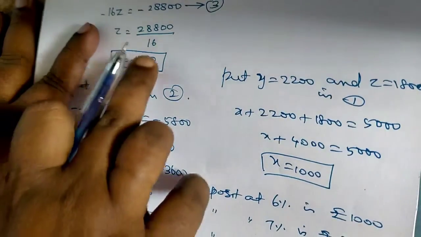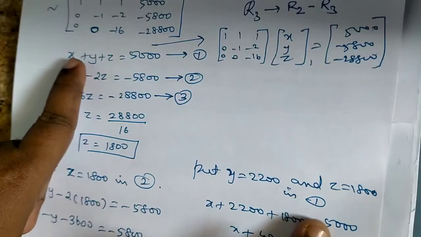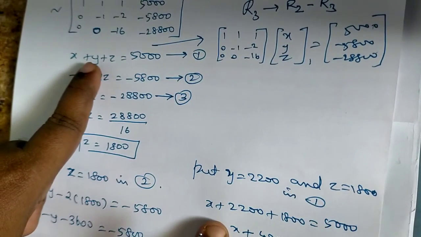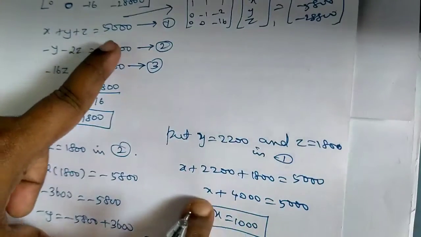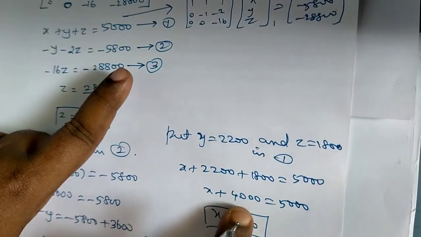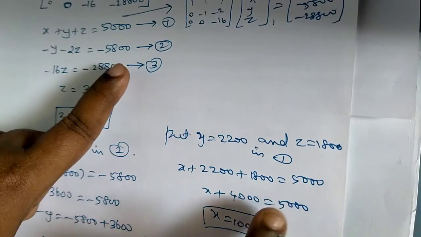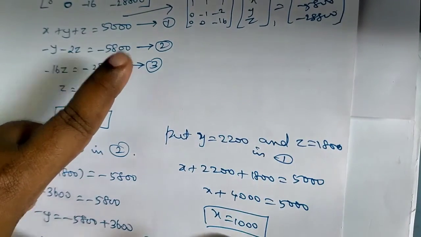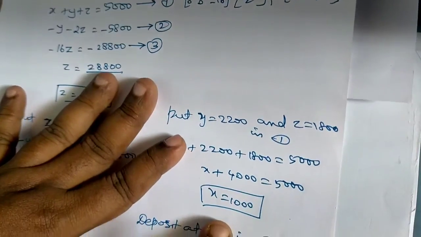Substitute this y value and z value in equation number 1. So the equation becomes like this: x plus 2,200 plus 1,800 equal to 5,000. Okay, adding these two, this is 4,000. If you take it to that side, you will get 1,000, minus 4,000: 5,000 minus 4,000 is 1,000. You should not leave the answer with this. You must give the answer along with the context, since it is a word problem.